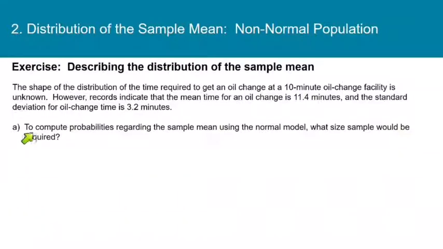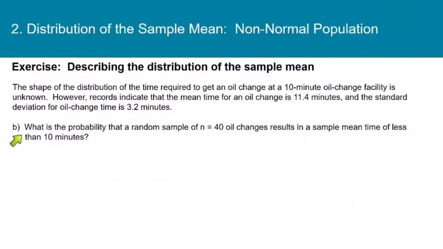Part A says, to compute probabilities regarding the sample mean using the normal model or the z-table, what size sample would be required? Well, we know from the central limit theorem that the sampling distribution of the sample mean is not guaranteed to be normal unless n is at least 30. So in order to use the z-table to work on probabilities like this when we don't know the shape of the original distribution, we need n to be greater than or equal to 30.